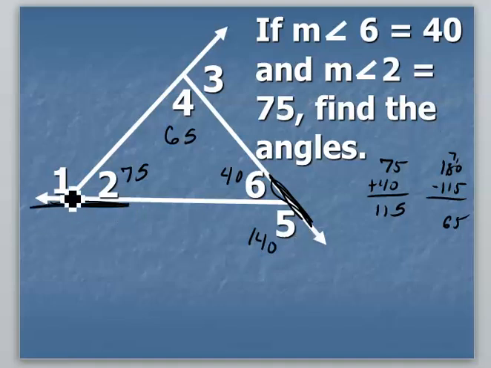The same thing happens with these two, 1 and 2. So angle 1, 180 minus 75 is 105. And the same thing happens with 3 and 4. So 180 minus 65 is 115.